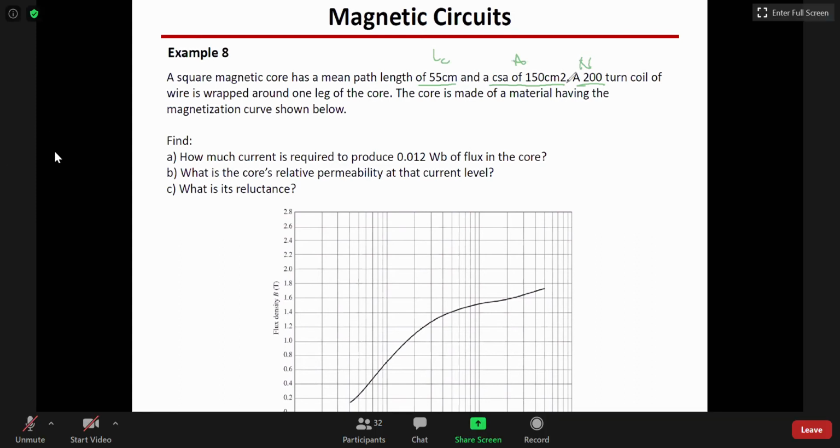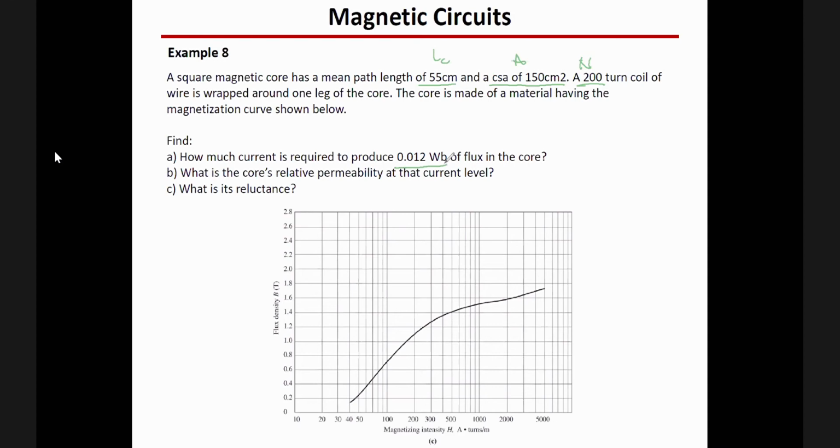How much current is required to produce 0.012 flux in the core? So we know the flux. We need to find what is the current. Before, let's discuss before. Before it was easy to find what is R, right? Which is Lc over mu A.